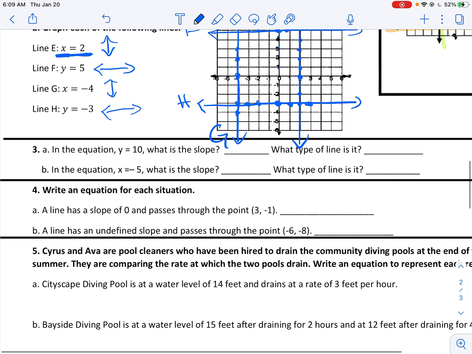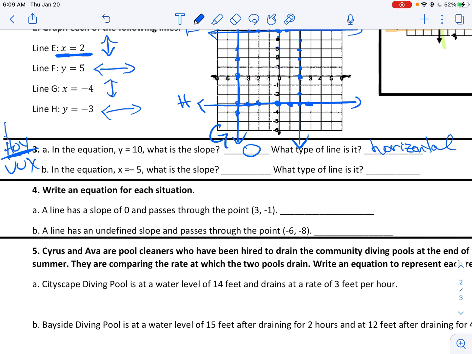Okay, so Hoy and Vux. Hoy says it's y equals, so y equals has a 0 slope and it is a horizontal line. We get it from right here. Horizontal, 0, y equals. Then x equals, right here, it says it's a vertical line. And the middle says undefined, so it's undefined.